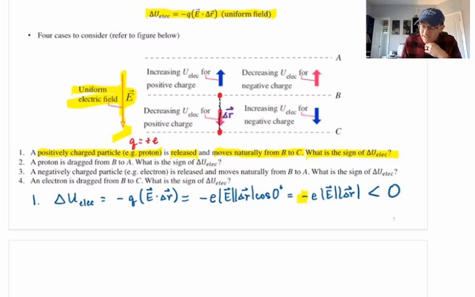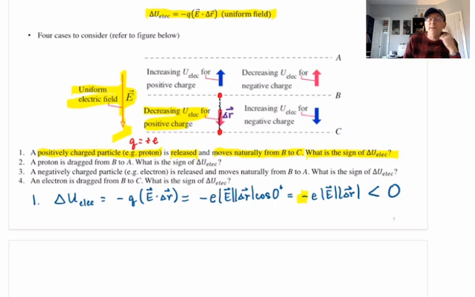Oh, actually, it tells us that, doesn't it? Decreasing U electric is down. See the red arrow pointing down? The electron will, if you just let go at level B, naturally move down to level C. And in so doing, it will decrease its electrostatic potential energy.